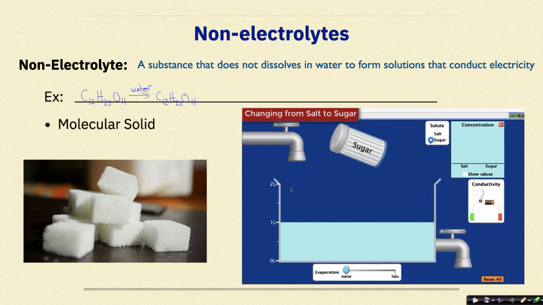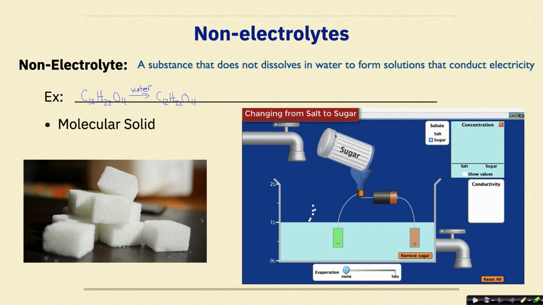So if we look at this clip from this PhET simulation, we can see this conductivity tester being placed in the water, and we can see that the light bulb is not turning on. But when sugar is added, the light bulb continues to not go on. So that means that no ions are being formed, no charged particles. So the sucrose remains neutral when it dissolves in water and intermolecular forces are broken between the molecules.